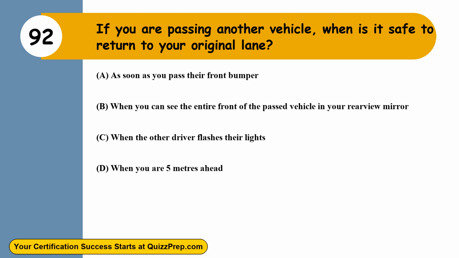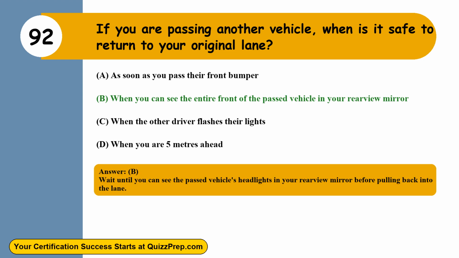Option B, when you can see the entire front of the passed vehicle in your rearview mirror. Option C, when the other driver flashes their lights. Option D, when you are 5 meters ahead. The correct answer is option B. When you can see the entire front of the passed vehicle in your rearview mirror. Wait until you can see the passed vehicle's headlights in your rearview mirror before pulling back into the lane.